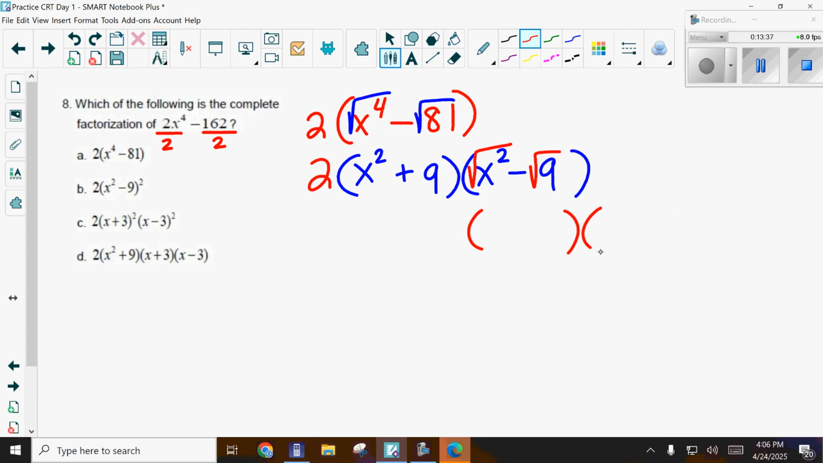So this one is going to turn into 2 more parentheses. So this is going to have an x and a 3, another x and a 3 with a plus and a minus. Then we bring down the x squared plus 9. And then we bring down that original GCF. So the final answer for number 8 should be choice D.